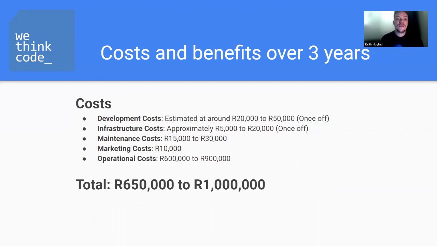So development and infrastructure, these are once-off costs. Development, we're looking at around 20 to 50,000. Infrastructure, 5 to 20,000. And then the maintenance cost being a recurring expense, we're looking at around 5 to 30,000 over 3 years. Marketing costs, 10,000. And then operational costs, 600 to 900,000 over 3 years. And the total of that would be anywhere in the range of 650,000 to 1 million.